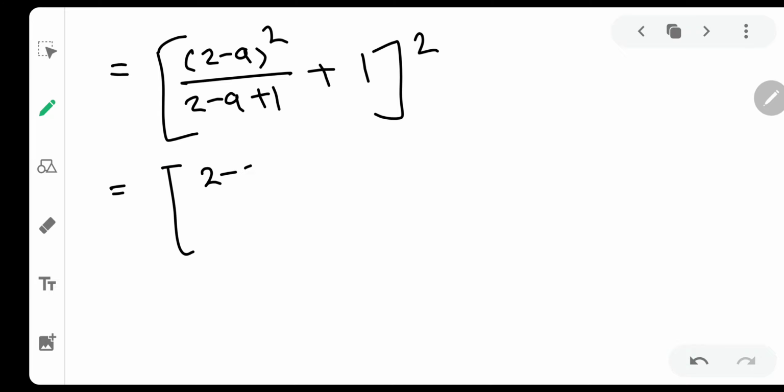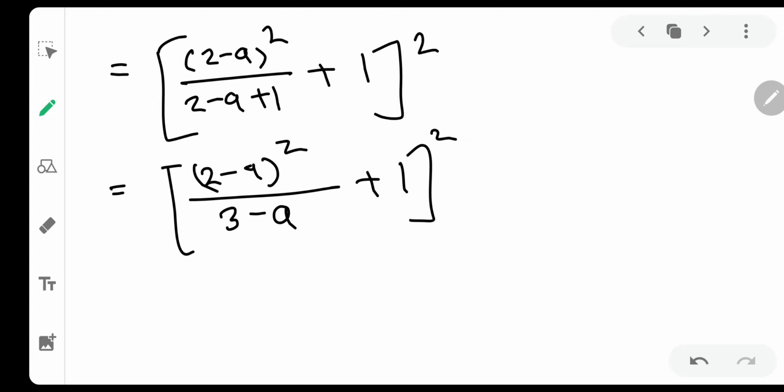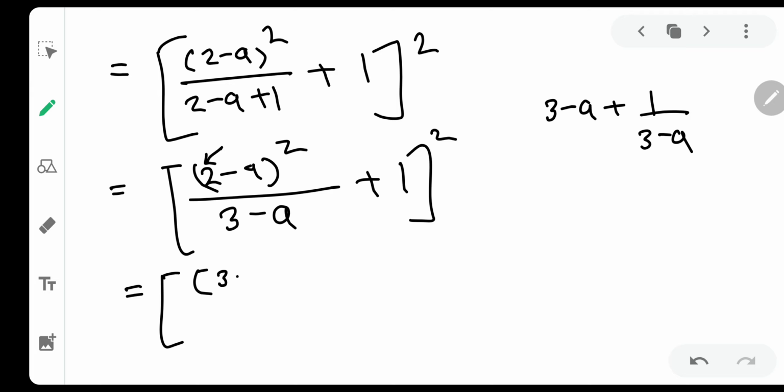Let us have a look at the denominator. The denominator is 3 minus a plus 1. Now in order to make use of AM-GM properties, I should have something like this: (3 minus a plus 1) upon (3 minus a), which is far from looking like that here. So I make some particular arrangement over here. What I might do is write this 2 as (3 minus a minus 1) the whole square.